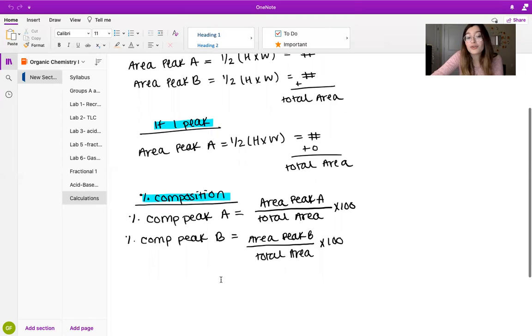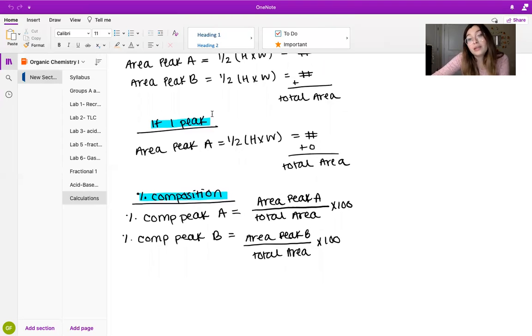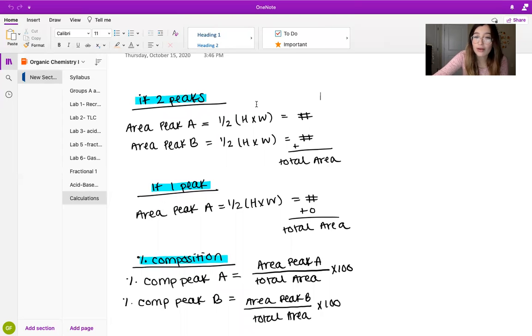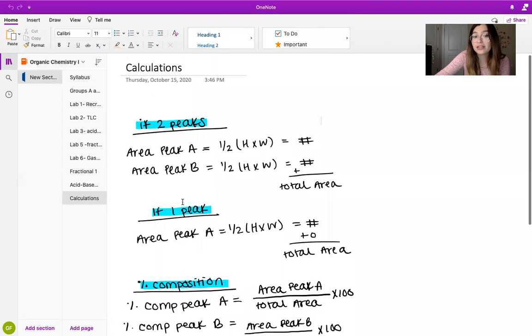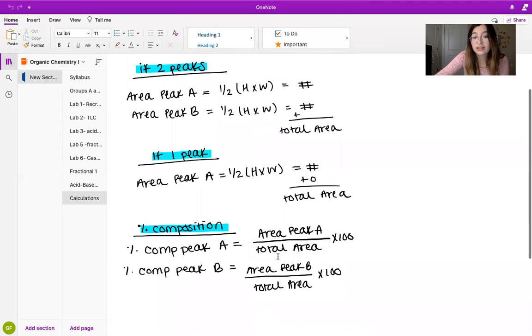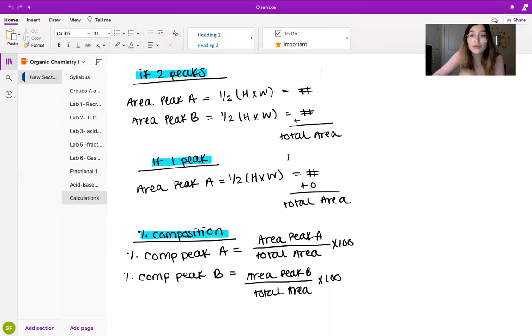So your percent composition for peak B will be the area for peak B, this value, divided by the total area. So the area of peak A plus the area of peak B. Now, if we want to calculate the percent composition for this one peak, let's say this is one graph we got, and this is a second graph. So our percent composition is going to be very different for this one peak because they have different areas. To calculate this percent composition, we would use the area for peak A divided by the total area of this peak. I just want you guys to keep in mind, do not confuse your total areas.